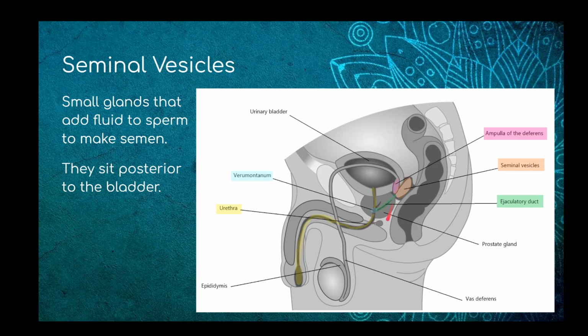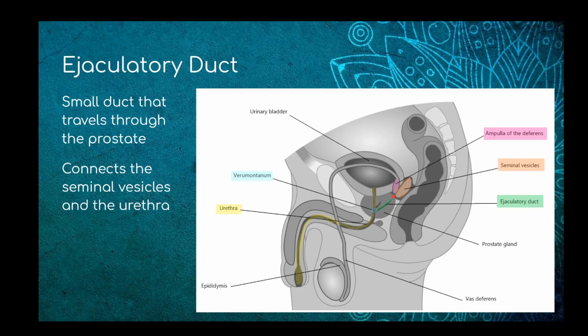Okay. And we'll talk about this a little bit more in physiology. So the ampulla of deferens dumps into the seminal vesicles. Seminal vesicles have their own duct. Once the vas deferens and the seminal vesicle duct join together, they create the ejaculatory duct. And the ejaculatory duct is going to travel through the prostate.